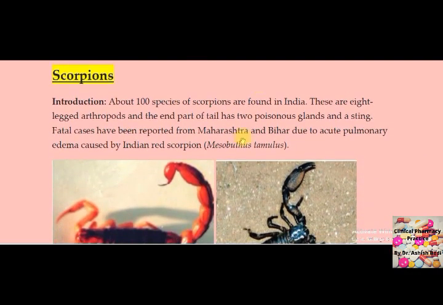Then we'll move further towards the scorpions. Actually, arthropods consist of many insects and many animals. So to learn all those things is very impossible. That's why we are focusing only on the common ones, and that too is very huge. To cover all those things would become a very difficult task. So okay, now just focus on scorpions.